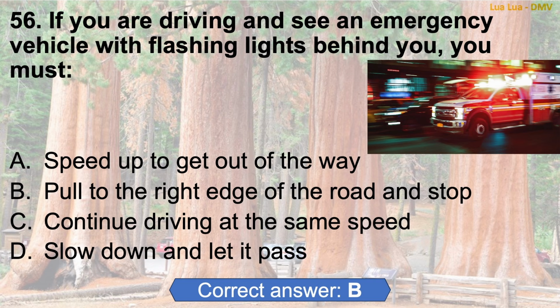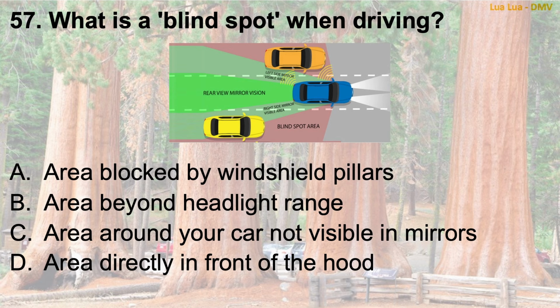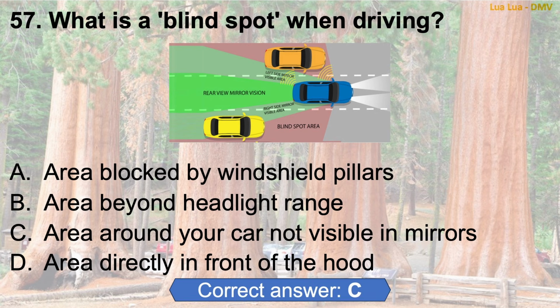Question 57. What is a blind spot when driving? A. Area blocked by windshield pillars. B. Area beyond headlight range. C. Area around your car not visible in mirrors. D. Area directly in front of the hood. The correct answer is C. Area around your car not visible in mirrors.